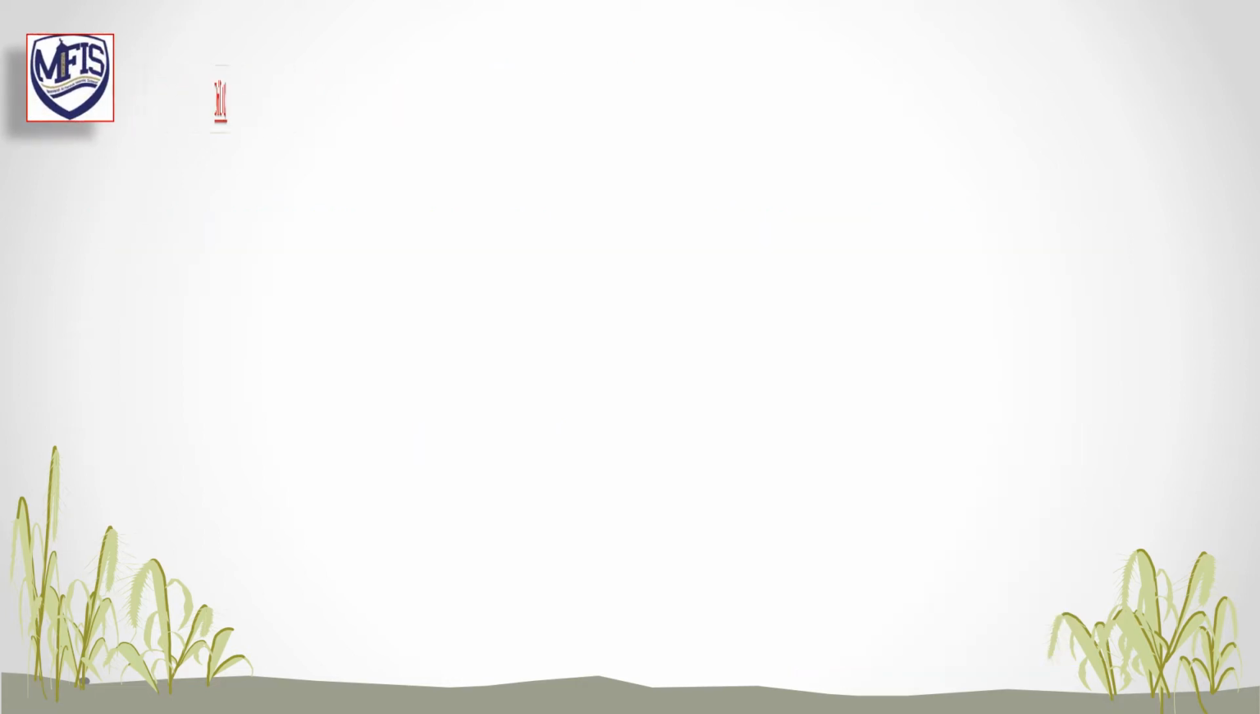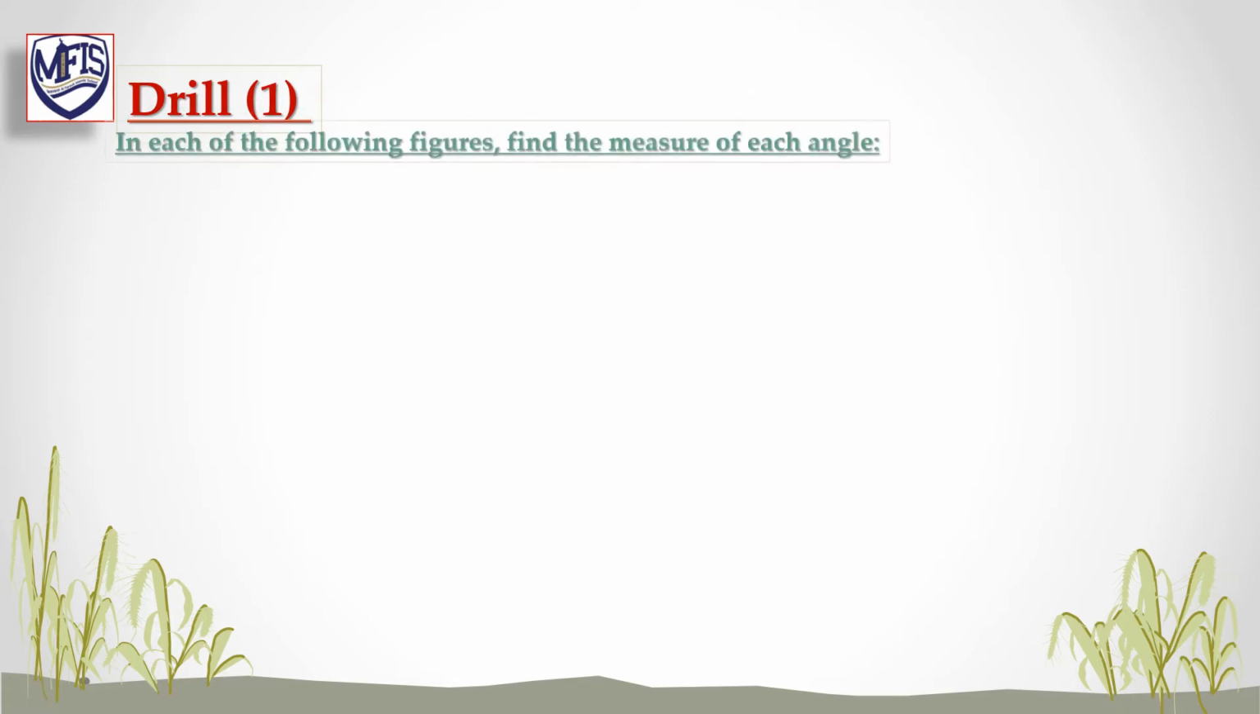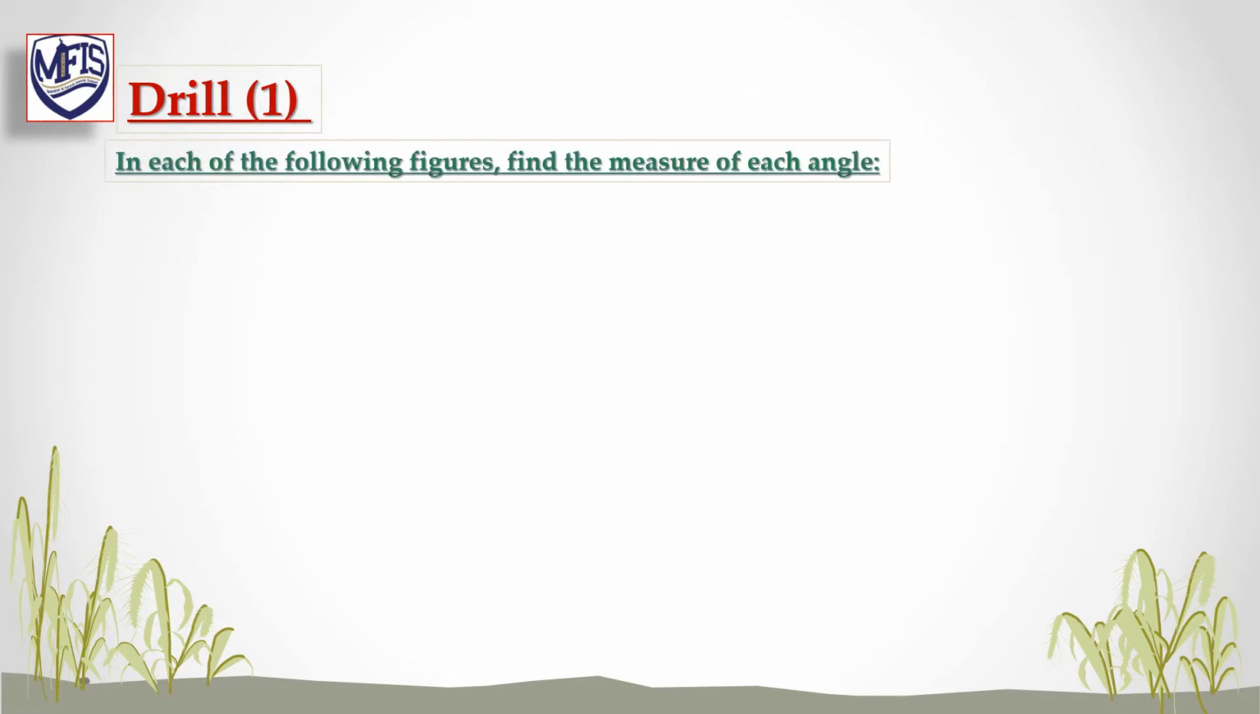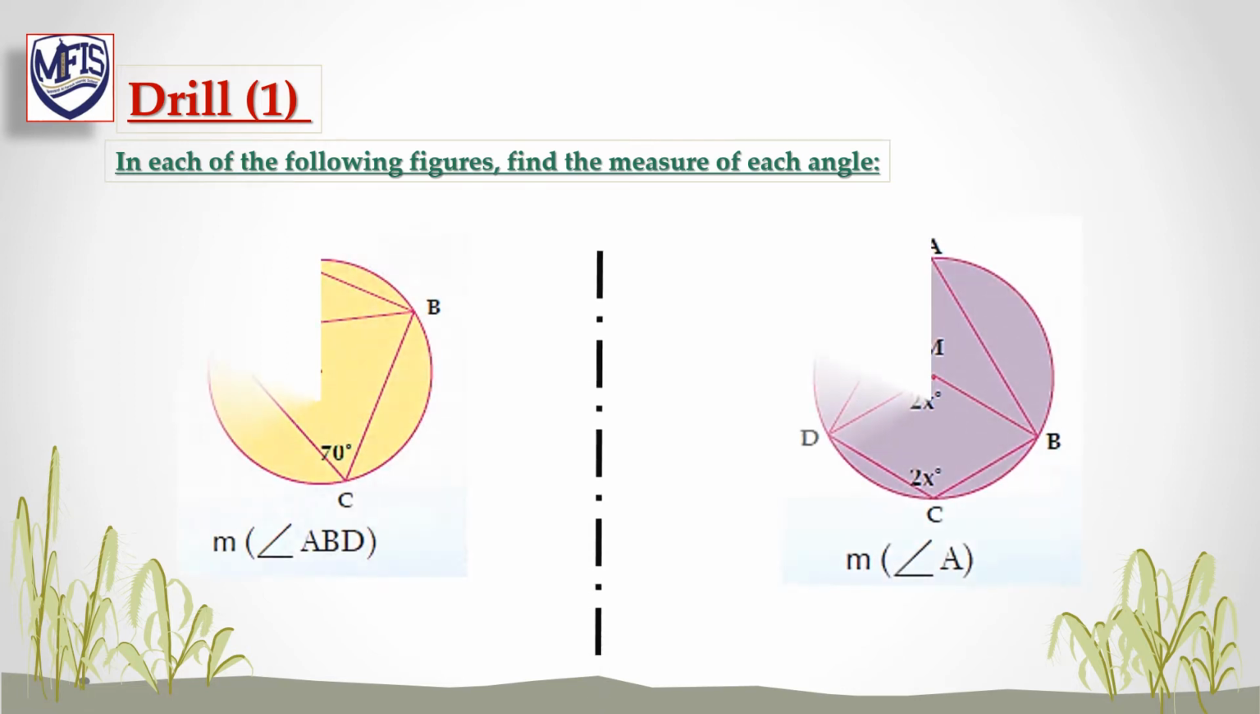Now drill number 1. In each of the following figures, find the measure of each angle. Number A. He asked me to find the measure of angle ABD. Where is angle ABD? Look at the figure. I want to find the measure of this angle. What is given here?